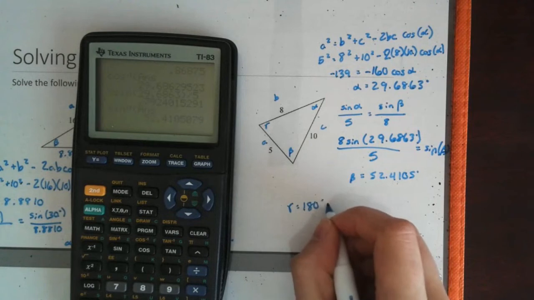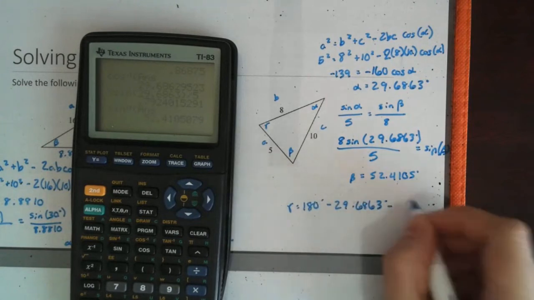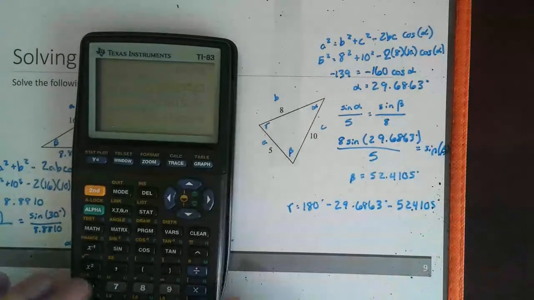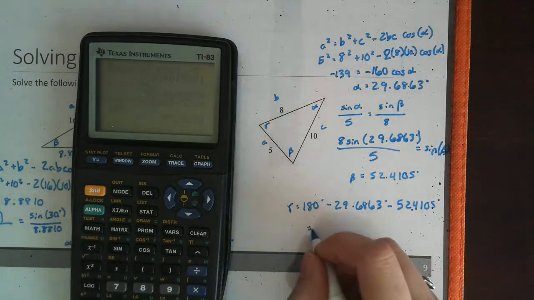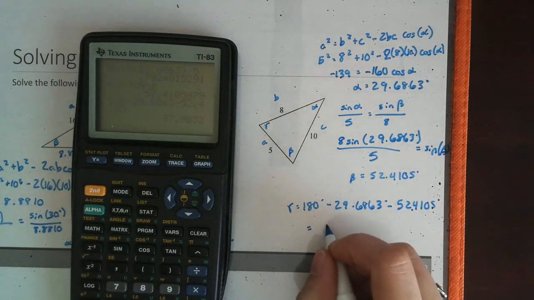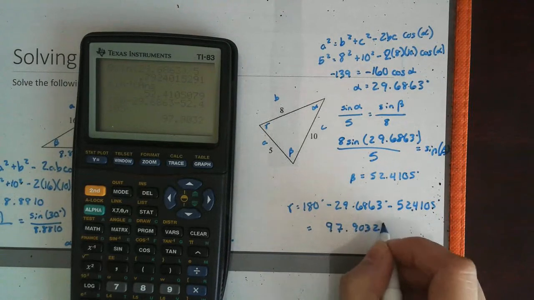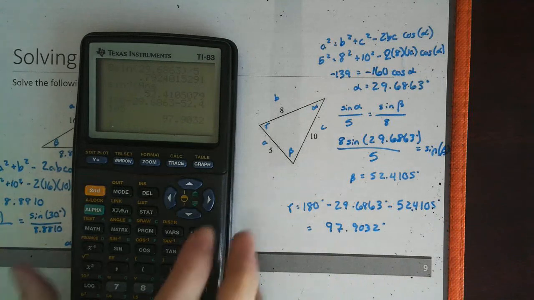And that allows me to solve for angle gamma. Gamma is 180 minus what alpha is, minus what beta is. And 180 minus 29.6863 minus 52.4105 gives us that angle gamma is 97.9032 degrees. I solved for my 3 angles, so I've solved my triangle.